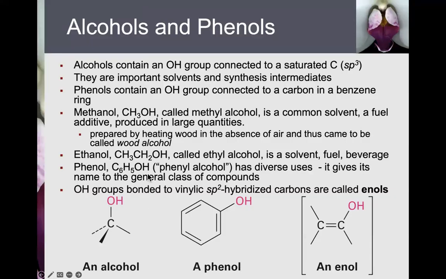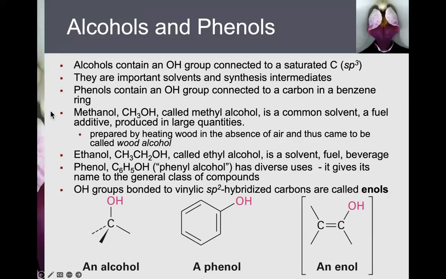Okay, so we are already very familiar with the chemical structure of alcohol and phenol. Any chemical compound that has an OH functionality is an alcohol. If the OH is bonded to a benzene ring, we have the phenol as well. And if the carbon next to the OH functionality is in a double bond, we have an enol.